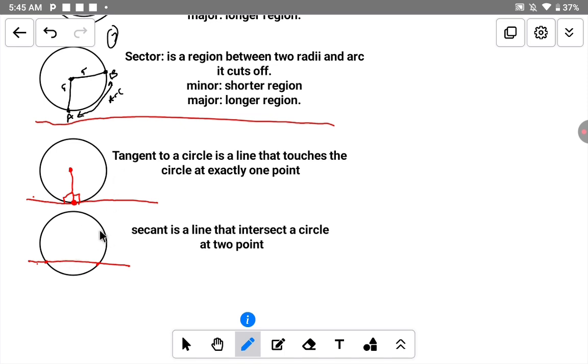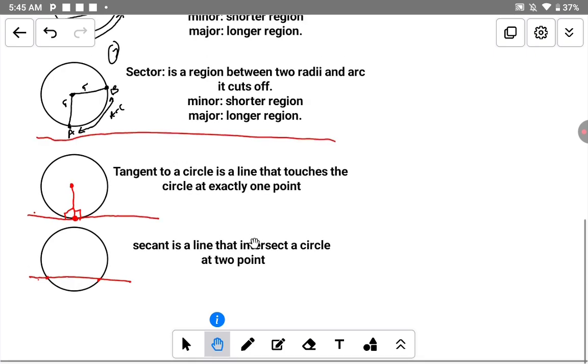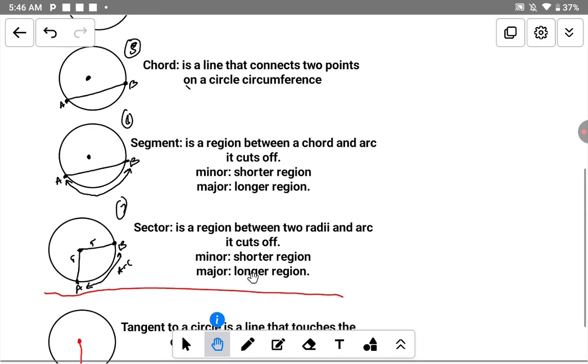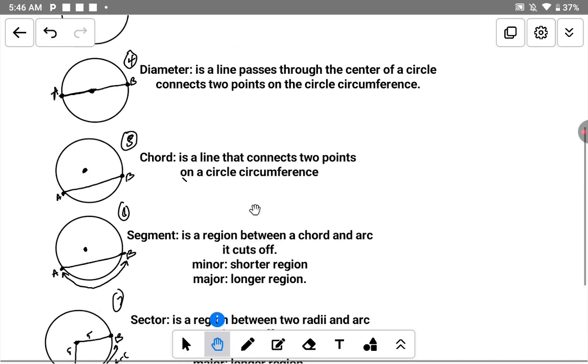I will explain further about this in our next class, where we'll be discussing the theorems of circle geometry. I hope you guys understand this part very well. So this will be the end of this first lesson.